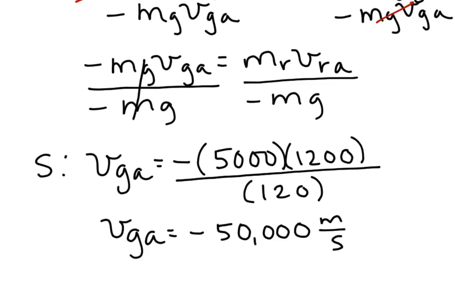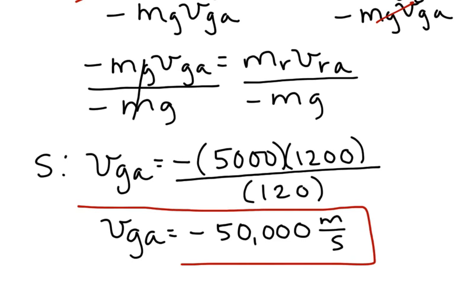Let's go ahead and solve. So the velocity of the gas after is negative 50,000 meters per second. That negative is very important because it is indicating a direction of left. Keep in mind that velocity is a vector, so not only do we have a magnitude, but our answer will also give us a direction. And that is also the case for momentum. Momentum is also a vector, so if we have a negative value for momentum, that means that the object has a momentum in a negative direction.